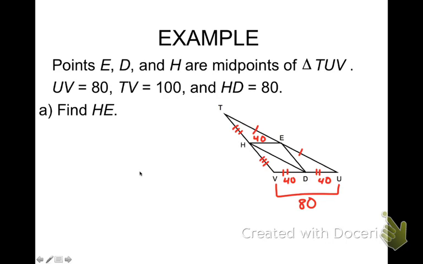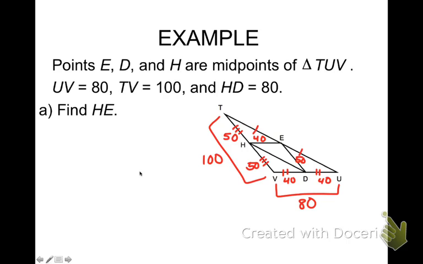All right, I think that's all the information we have there. Let's go to the next bit. It tells us that TV is 100. So what would be TH? 50. HV would be 50. Where's the mid-segment parallel to TV? Parallel would be ED, so that would be 50.